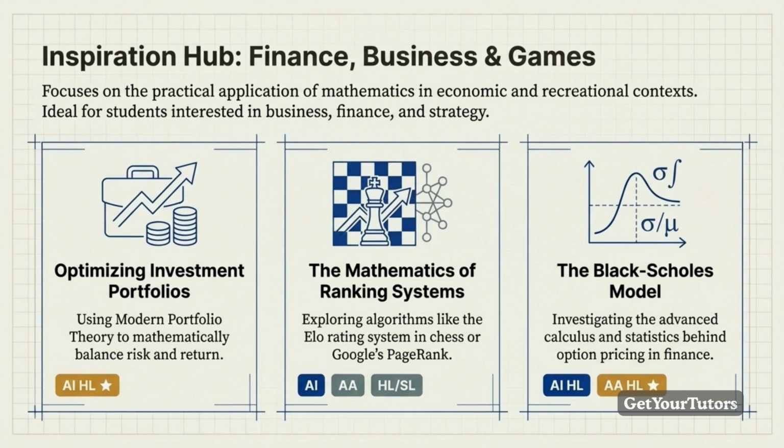Or something everyone can relate to, ranking systems. Right. Exploring algorithms like the ELO rating system in chess or even Google's PageRank. You can start with simple weighted averages for SL and scale it up massively with advanced matrix algebra for HL.